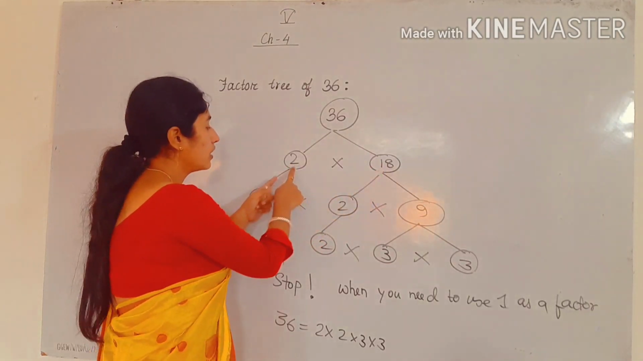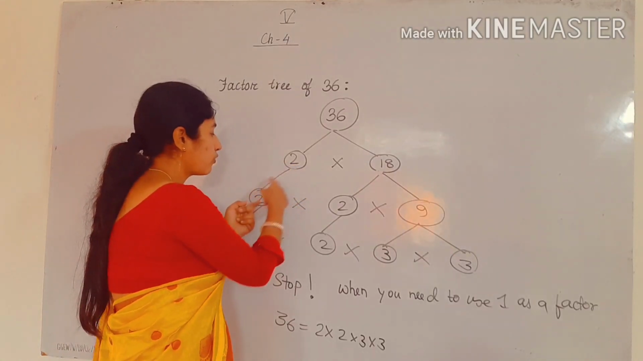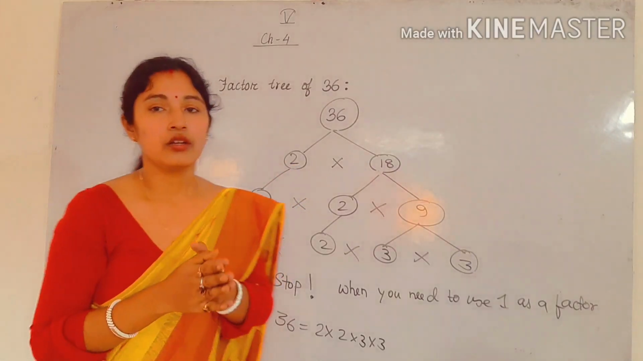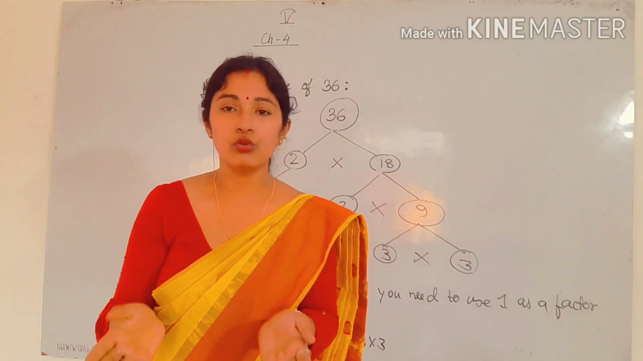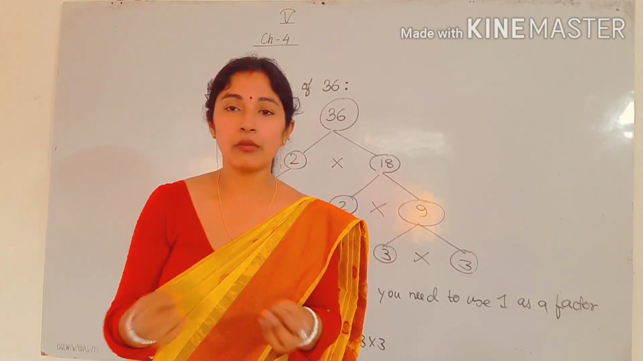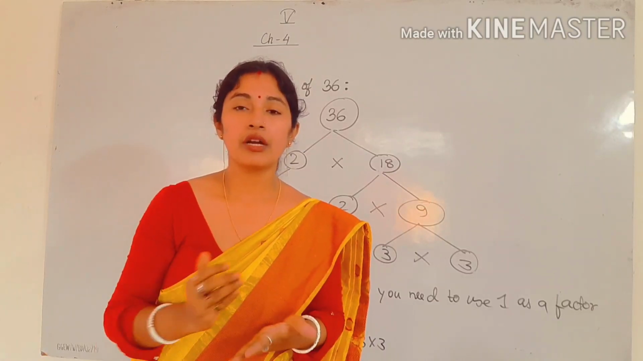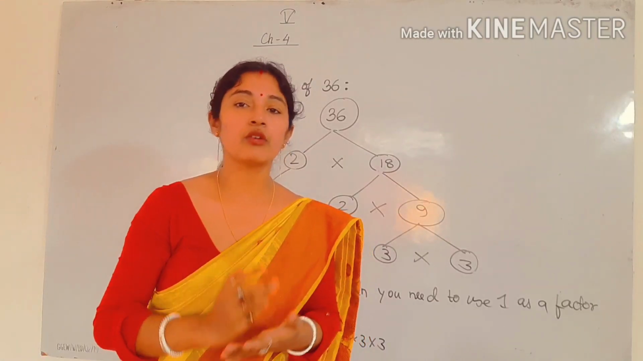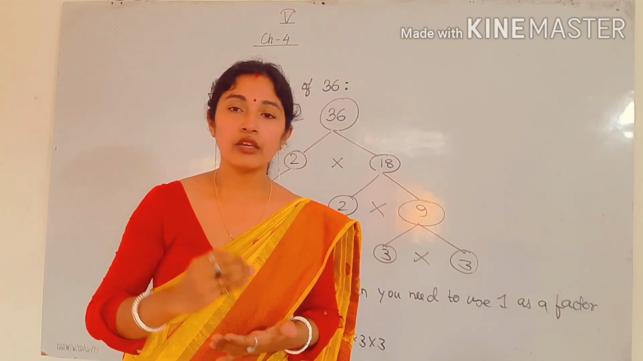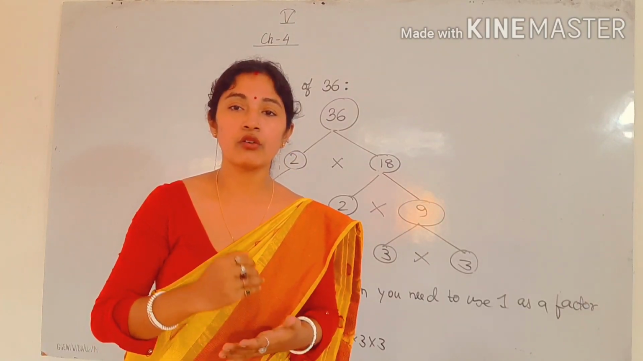Here 2 cannot be factorized further. We cannot break 2 further into 2 numbers. We can write 2 as 2 into 1, but in a factor tree we cannot use 1. We can use 2, we can use 3, but we cannot use 1.